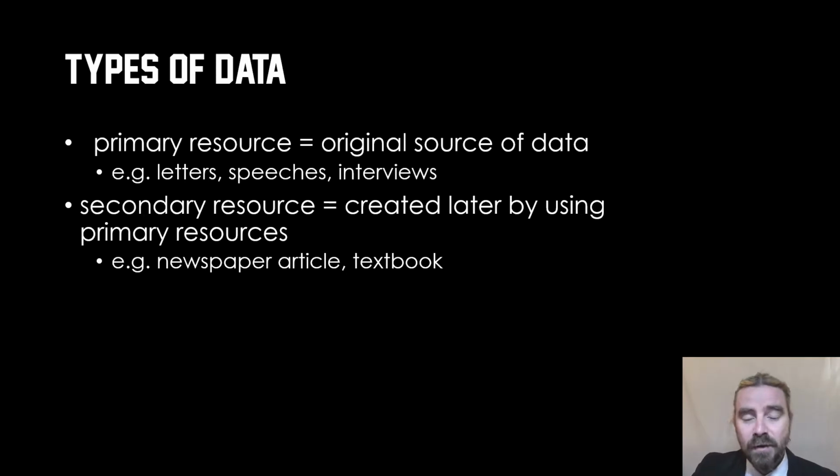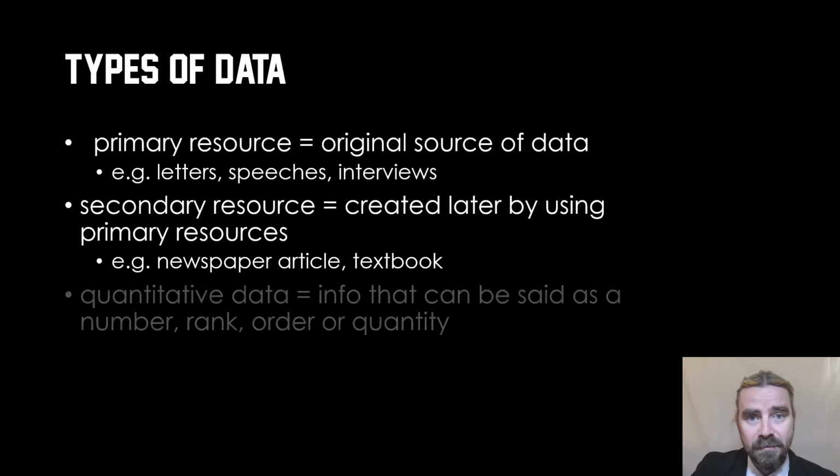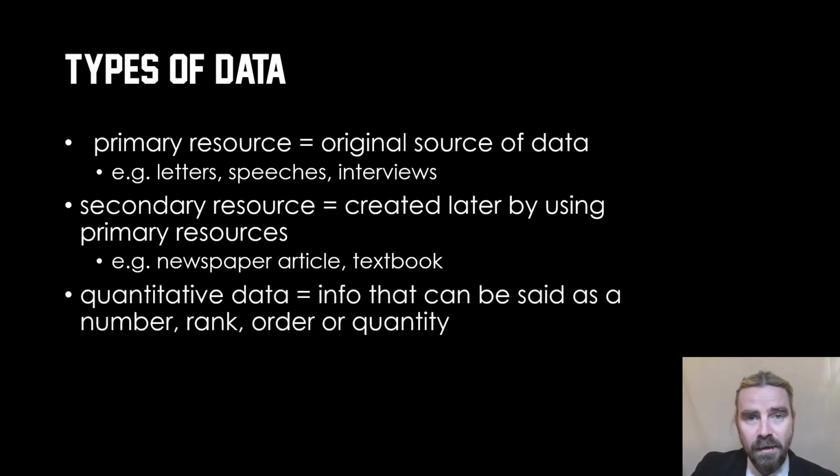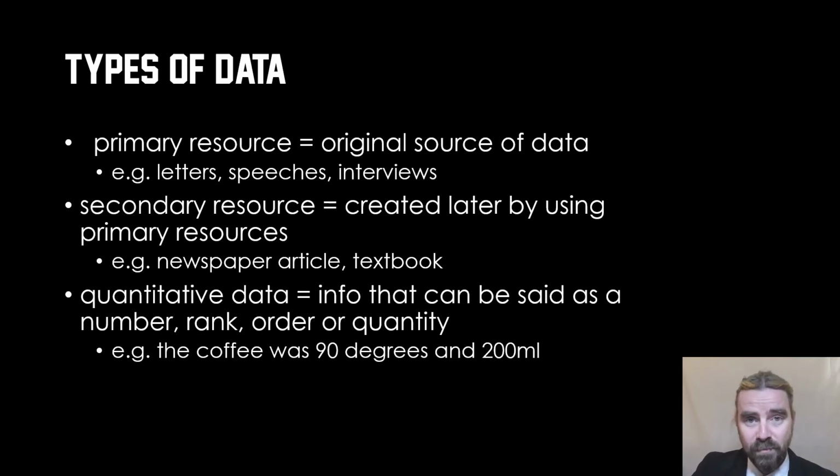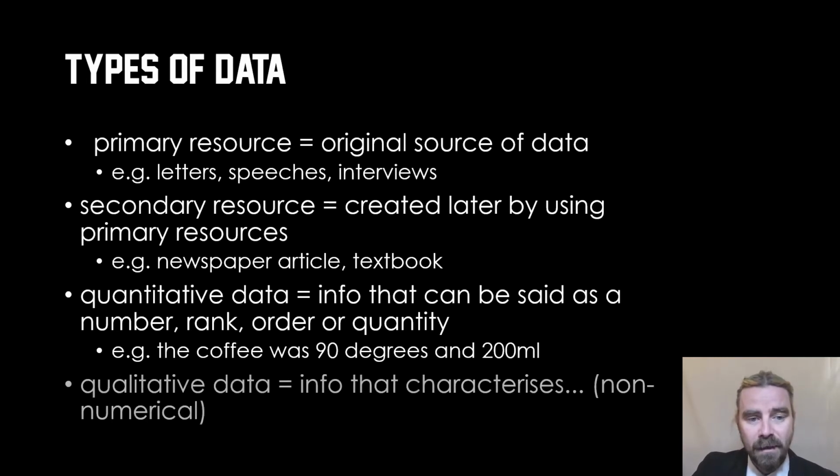Yeah, this is very similar to in history, primary sources and secondary sources. That's one way of classifying data into primary or secondary. There's another way of classifying it. You did a little homework task on it last time, and that is comparing quantitative data. So that's numeric data as a number, rank, order, or quantity. For example, let's use coffee as an example. The coffee was 90 degrees hot and 200 ml. Yep, the quantities there being 90 degrees, that's the temperature, and 200 milliliters, that's the amount.